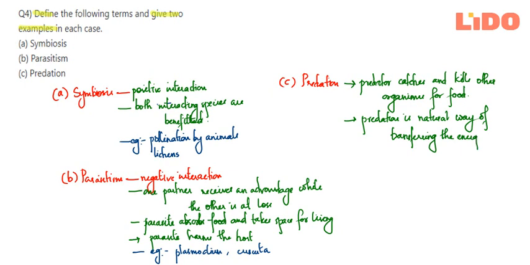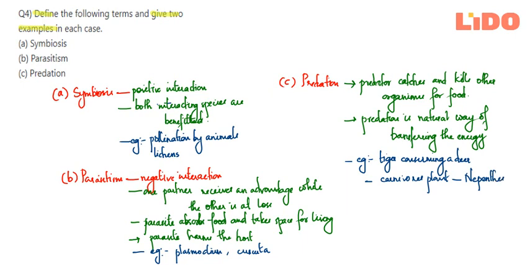Okay, so for example, you can tell the example as a tiger consuming a deer. And another example is you can tell about a carnivorous plant. There are plants that eat on insects, right? So they are carnivorous plants, and one example is Nepenthes. Okay, so these are the two examples of predation.